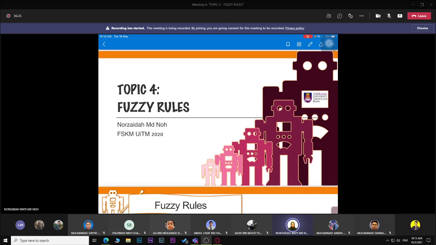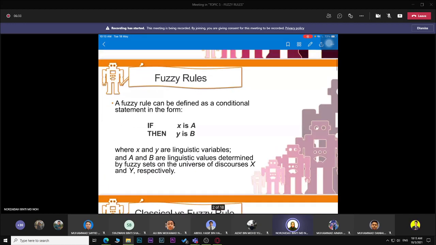Okay, so we are going to look at how we construct fuzzy rules in order to develop our fuzzy logic system. Okay, so what does a fuzzy rule look like?